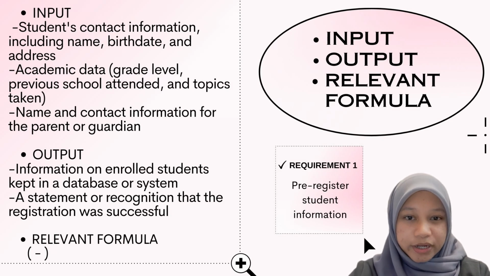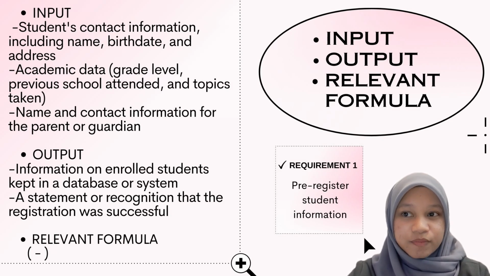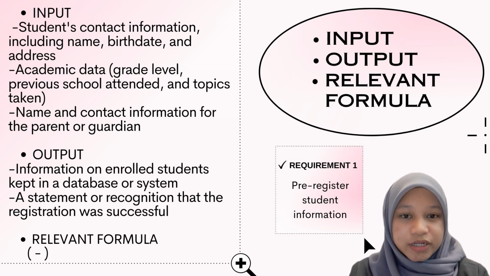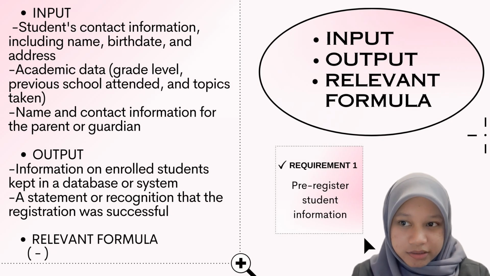For requirement 1, which is pre-register student information, the input is the student's contact information, including name, birth date, and address. Next is academic data: grade level, previous school attended, and topics taken. And lastly, the name and contact information for the parent or guardian of the student.